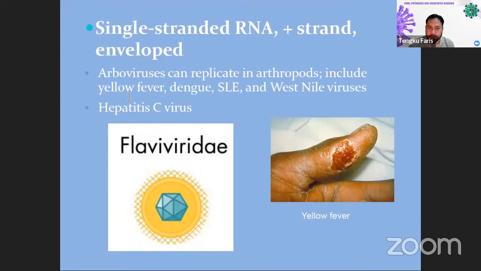Single-stranded RNA, positive strand, and also enveloped. You can find it under the family Flaviviridae, for example arboviruses and hepatitis C viruses, and those that cause yellow fever. They can replicate in arthropods, not in humans, but these arthropods are being consumed by humans. If you eat these arthropods, or some of the animals eat these arthropods, they spread this virus into the animal that you have eaten.